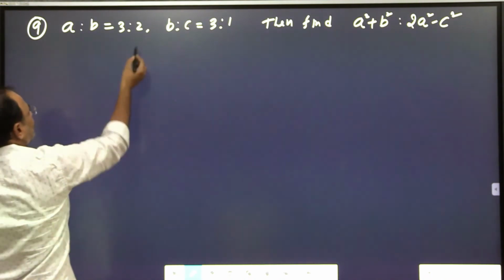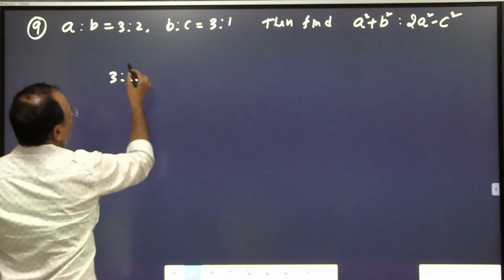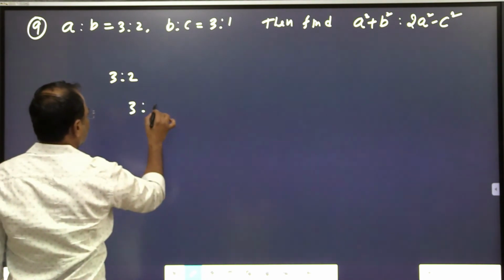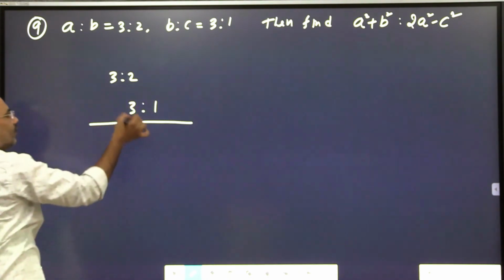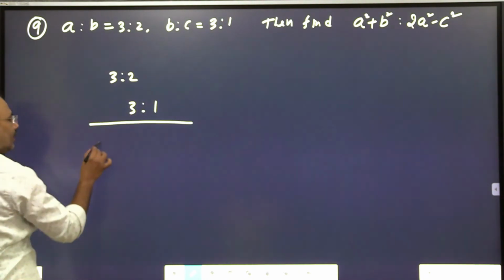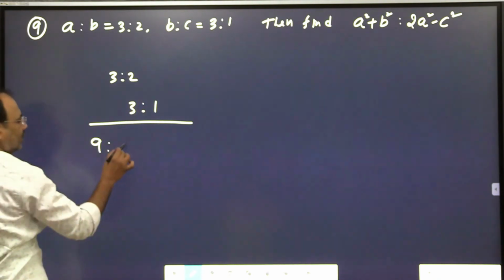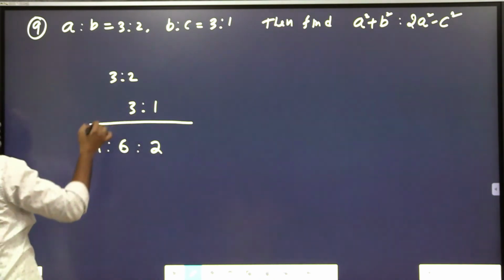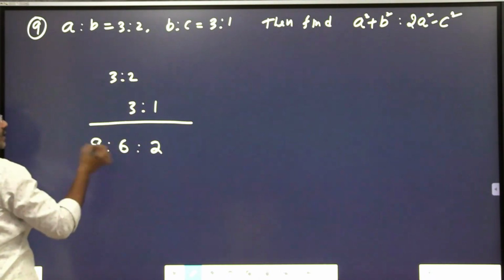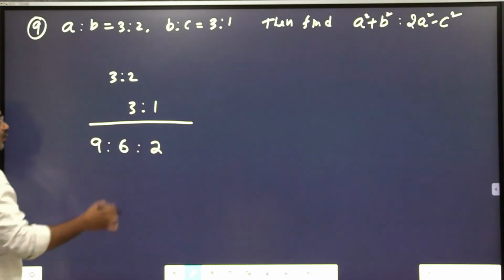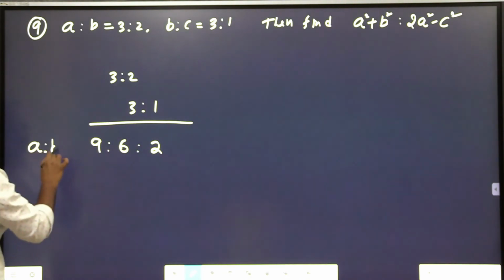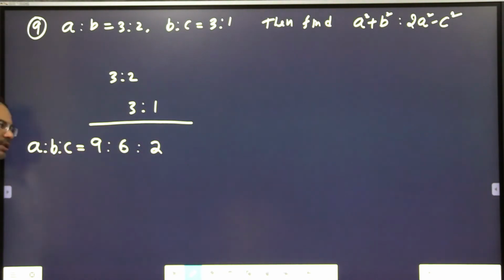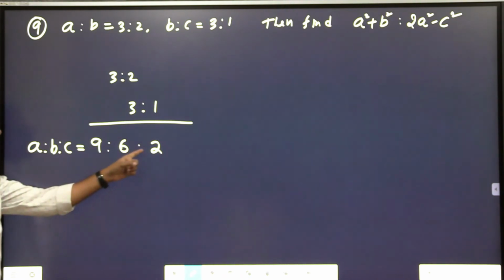So what is A is to B? 3:2. What is B is to C? 3:1. So first I am using working rule 1. 3 into 3 is 9, 2 into 3 is 6, 2 into 1 is 2. So this is A is to B is to C. There is no common factor of 9, 6, 2. So A is 9, B is 6, C is 2.